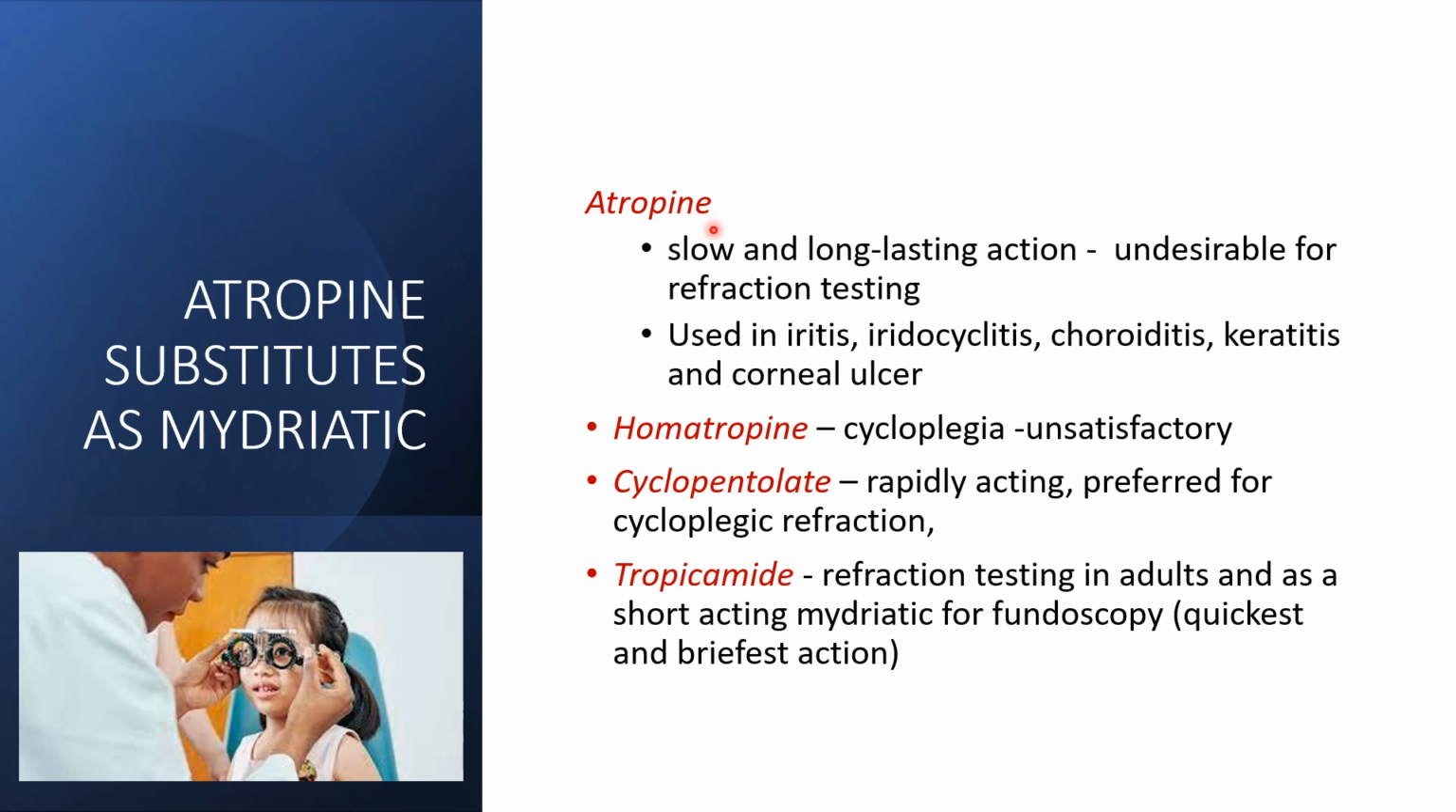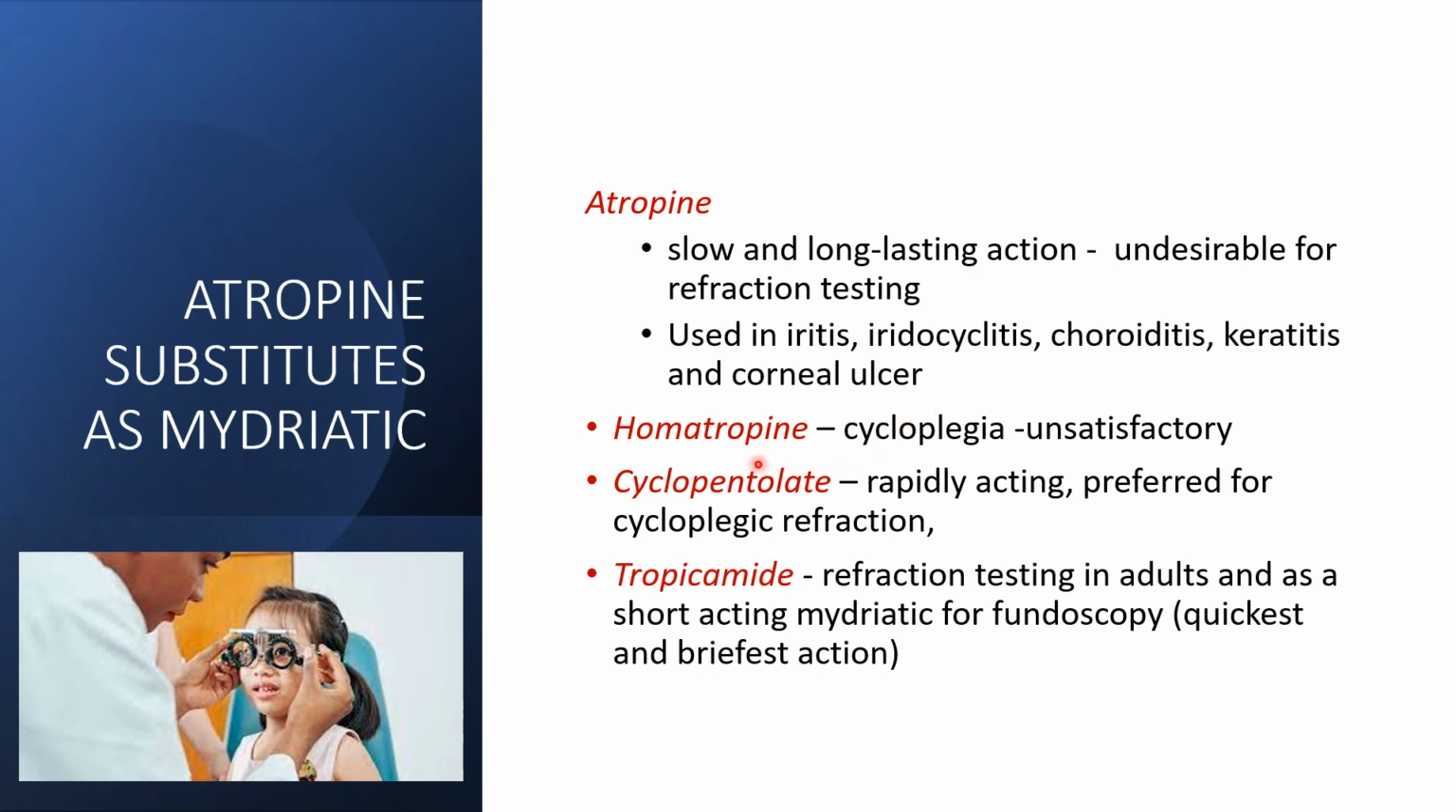Since atropine has a very long lasting action, it is undesirable for refraction testing. Instead, atropine substitutes like cyclopentolate and tropicamide eye drops are used in refraction testing. Atropine is used in iritis, iridocyclitis, choroiditis, keratitis and corneal ulcer because it decreases the tone of the intraocular muscles, and it is also used alternatively with miotics in order to prevent adhesions in these inflammatory conditions.